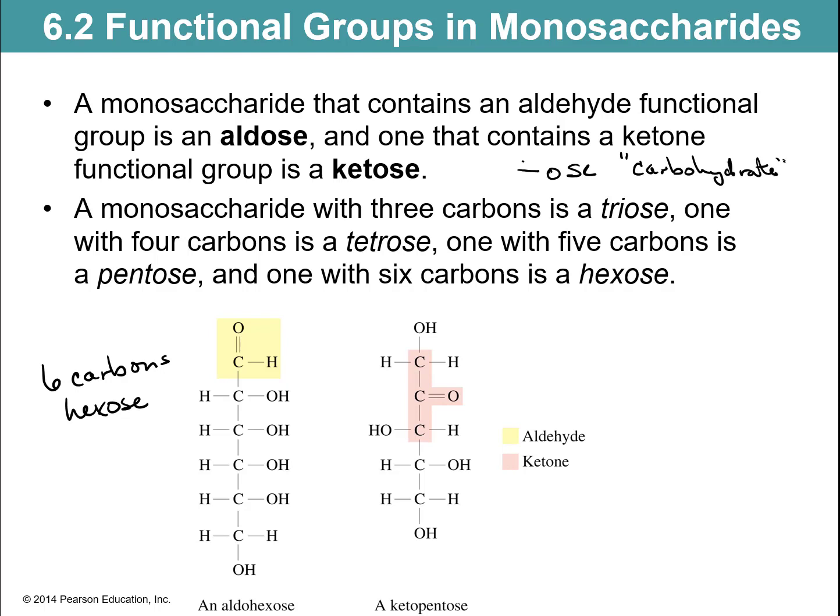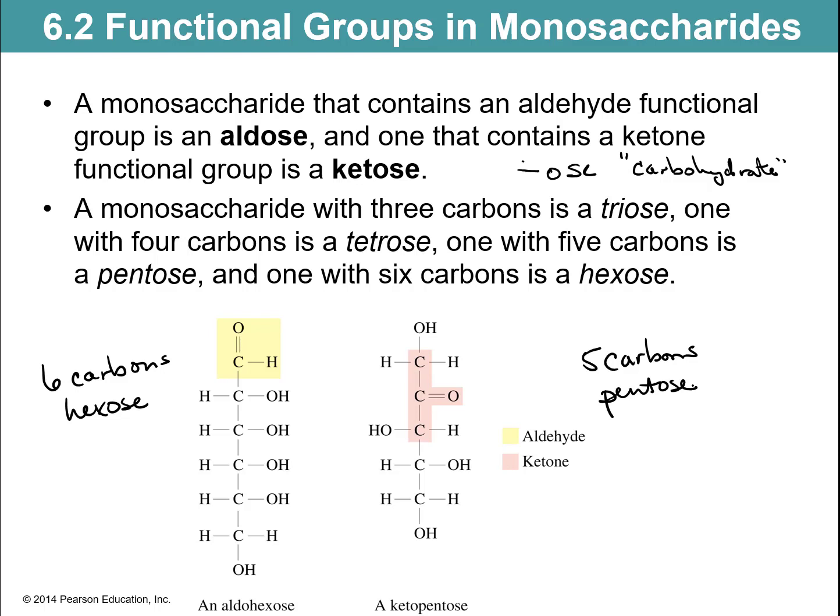So a hexose would be a sugar with 6 carbons. What about the next one over on the other side? How many does it have? It only has 5. If it has 5 carbons, then it's called a pentose.